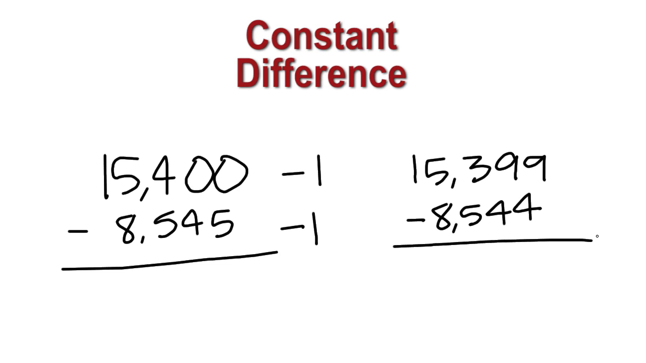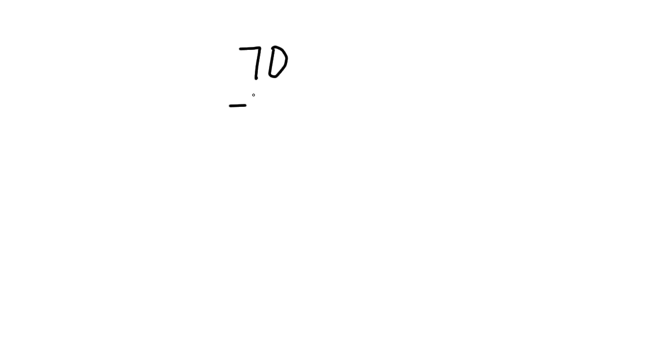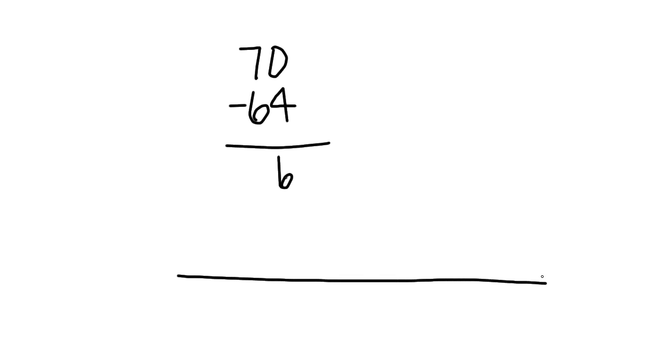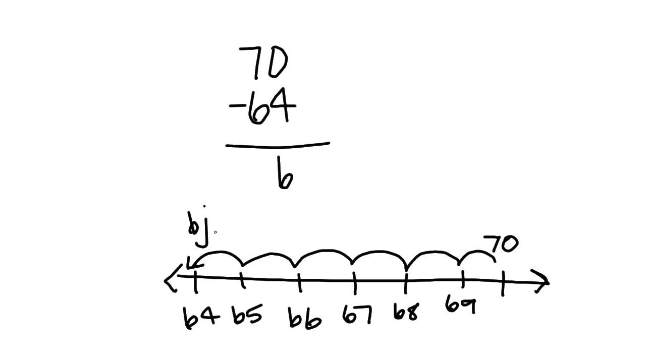Let's use a simpler problem to investigate why this works. 70 subtract 64. Using mental math, the difference is 6. Now let's look at this problem on an open number line. Start at 70 and count back to 64. That is 6 jumps, or a difference of 6.